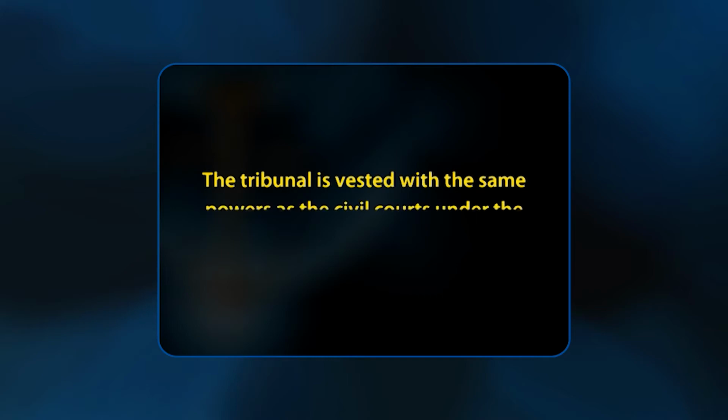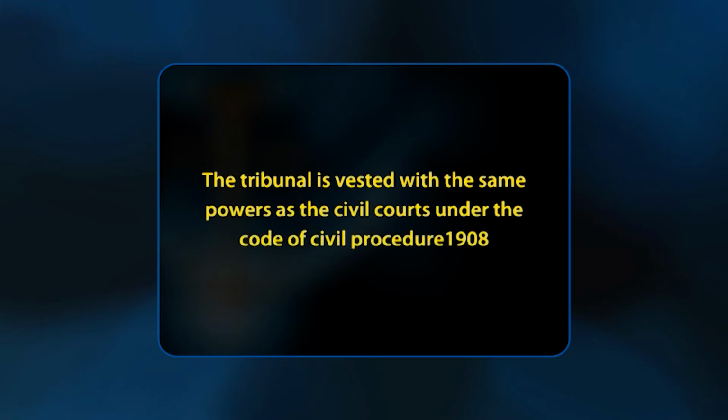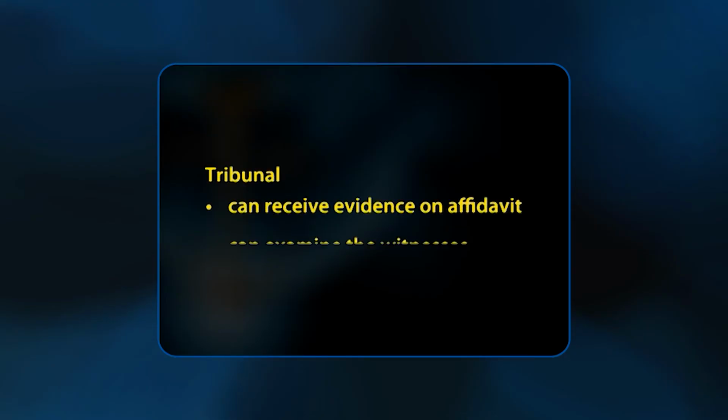The principles of natural justice should be applied by the tribunals in deciding petitions, and the tribunal should not be bound by the procedure laid down by the Code of Civil Procedure. The tribunal is vested with the same powers as the civil courts under the Code of Civil Procedure 1908. It may summon and enforce the attendance of any witness and examine them under oath. It can receive evidence on affidavit. It can examine the witnesses.